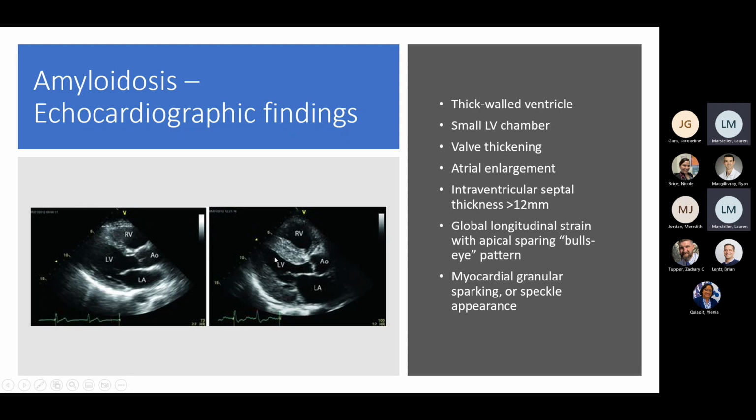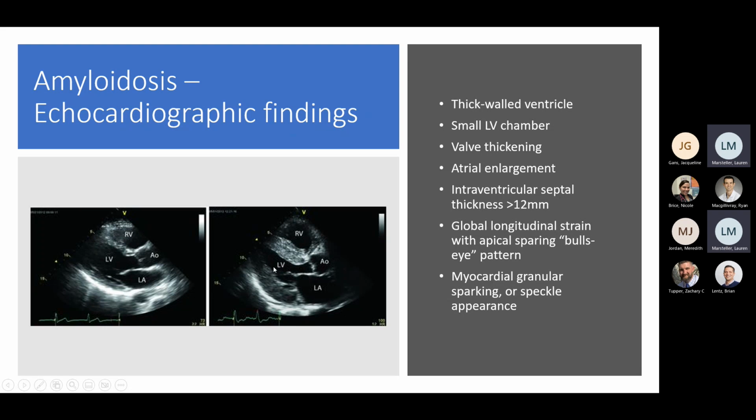The black is blood. So you can see here that the LV chamber where the blood is filling is very small, and also the enlarged left atrium. If you see a parasternal long axis that has these really thickened ventricles, that might lead you to suspect amyloidosis. Hypertrophic cardiomyopathy can look similar, but it should at least alert you that something is not right.